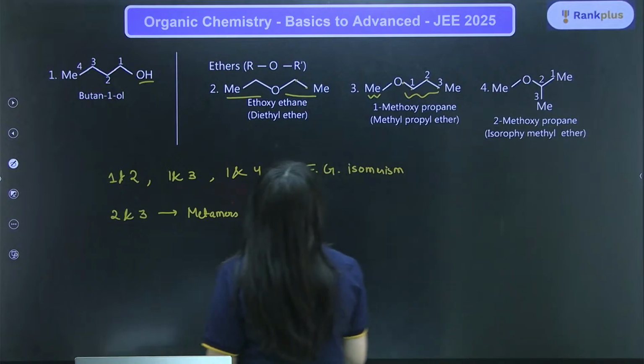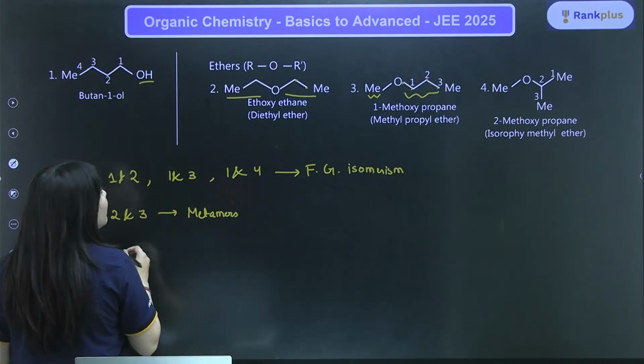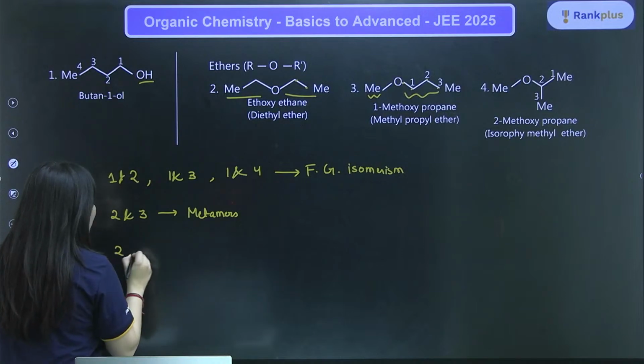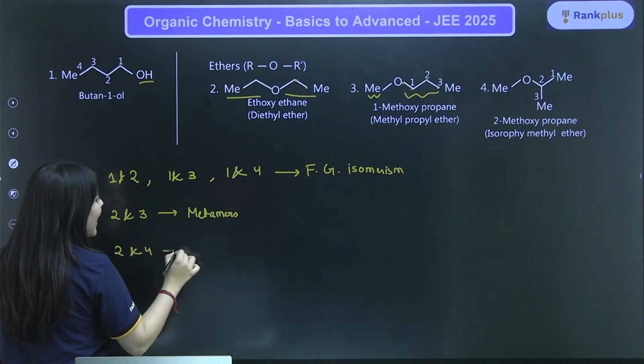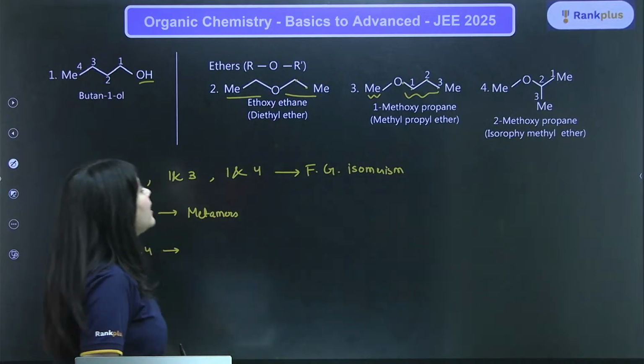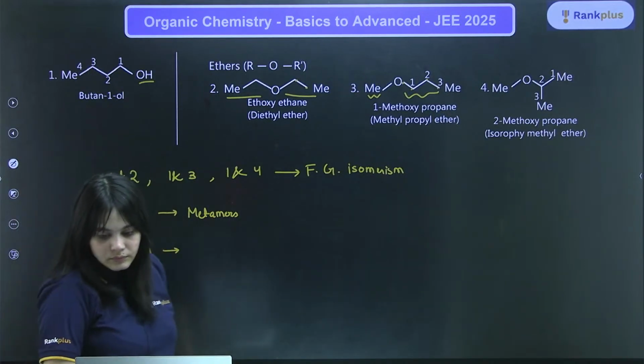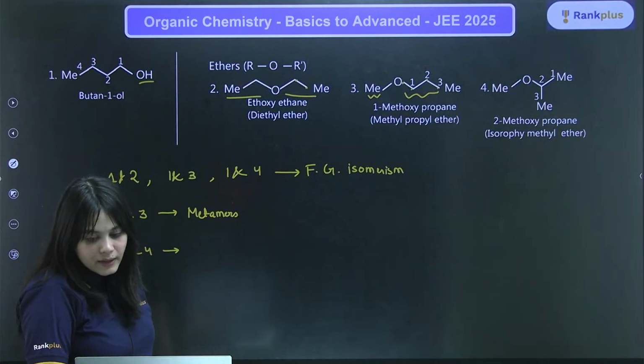And similarly, what is happening with 2 and 4? What kind of isomerism is shown by 2 and 4? Answer once again. Got it, Ankit? Perfect.